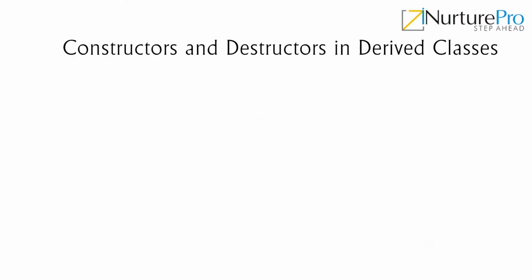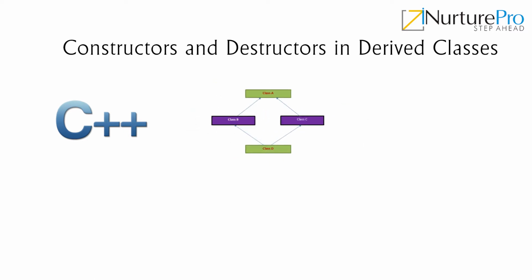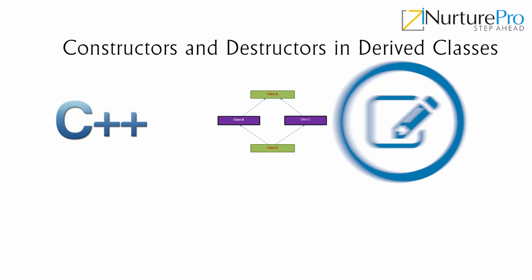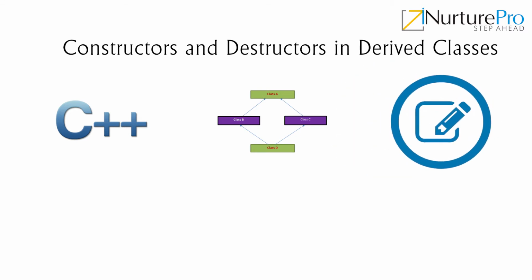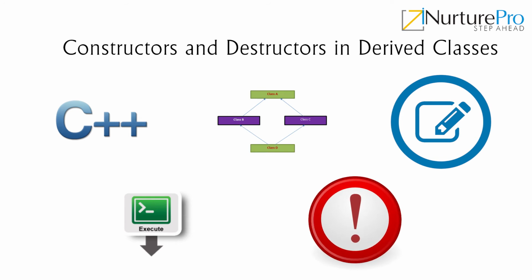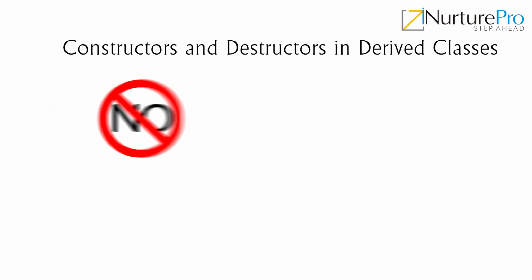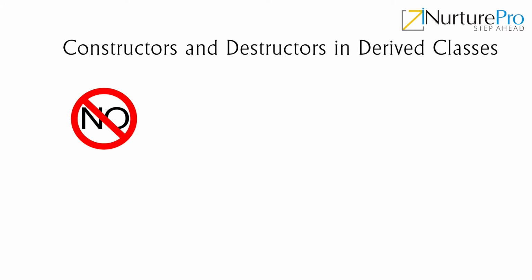Now, let us study in detail about the constructors and destructors in derived classes. In C++, the constructors play an important role in initializing objects. In C++, base class constructors are always called in the derived class constructors. Whenever you create a derived class object, first, the base class default constructor is executed and then the derived class's constructor is executed. An important point to note is that as long as no base class constructor takes any argument, the derived class need not have a constructor function.